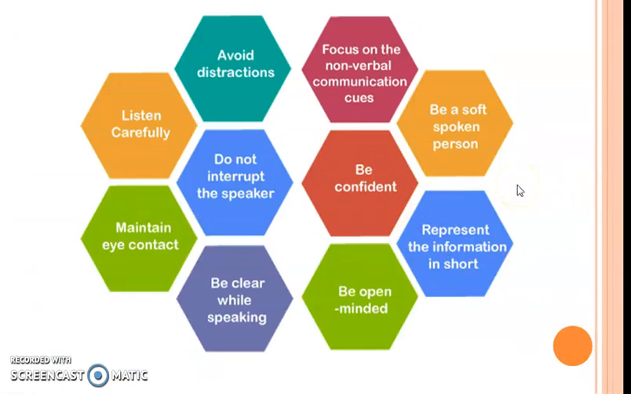Verbal communication skills are avoiding distractions, listening to others carefully, maintaining eye contact with others, not interrupting the speaker, being clear while speaking, focusing on non-verbal communication cues, being confident and open-minded, being a soft-spoken person and representing the information in short. These are the important qualities one should possess in verbal communication skill.